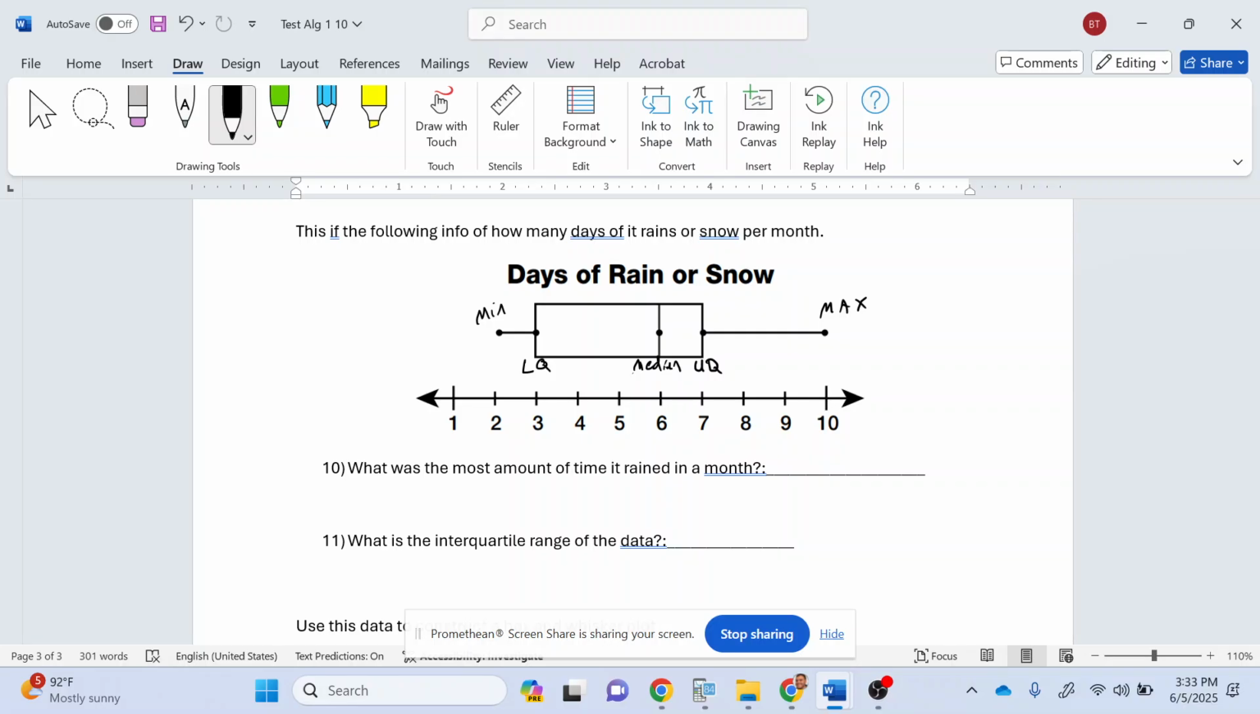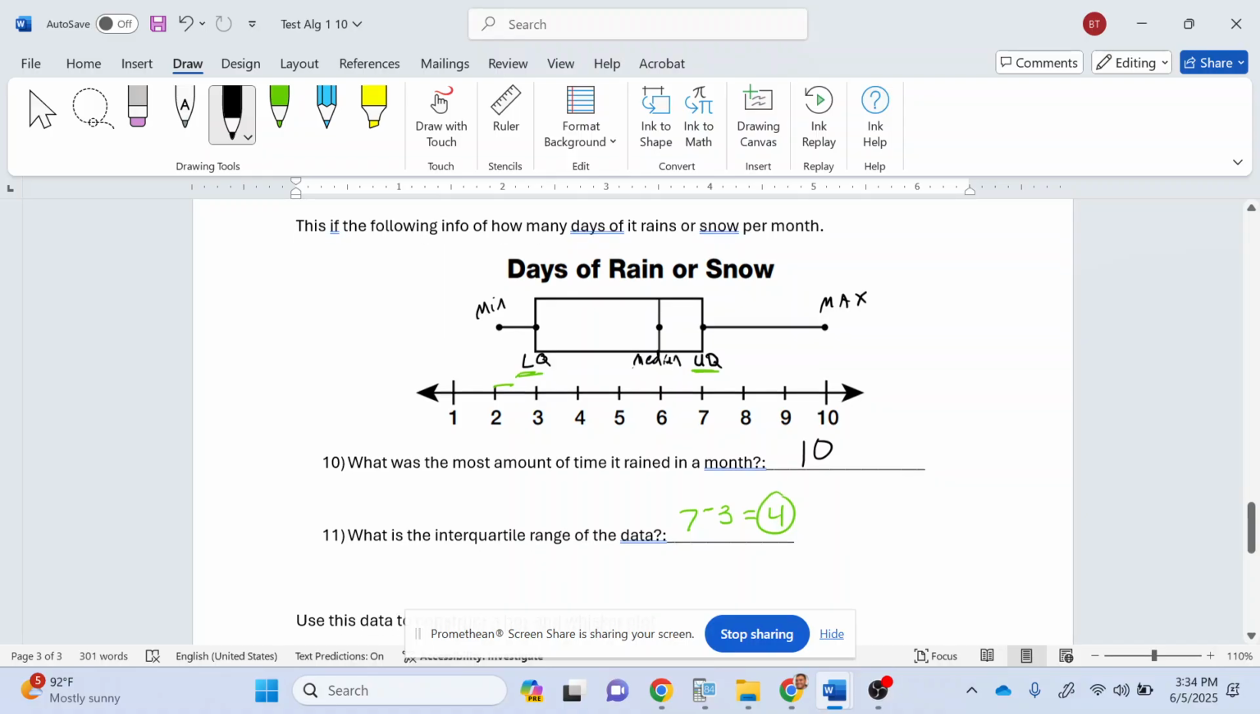So, what's the most amount of time in range this month? That would apply to the maximum. So that's 10 in a month. What's the interquartile range? The interquartile range is the range of the quartiles. 8 would be the range in general. So in this case, it's 7 minus 3, which is 4. 4 should have been the answer. So remember, interquartile range uses the quartiles.